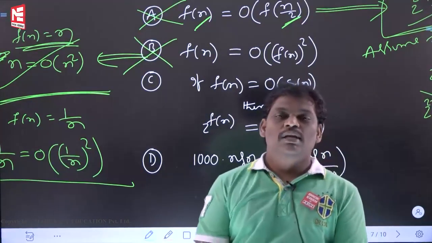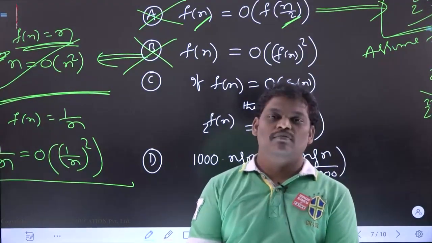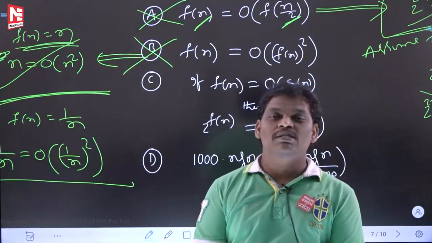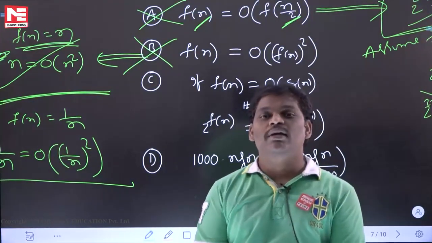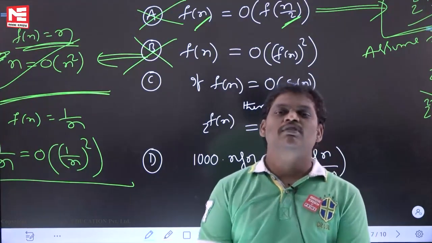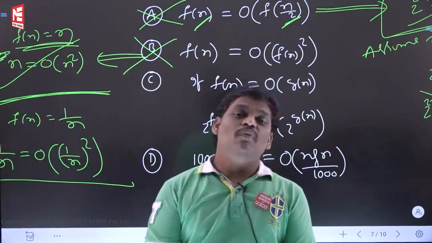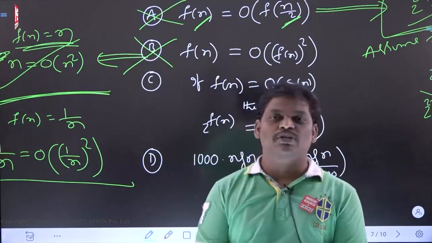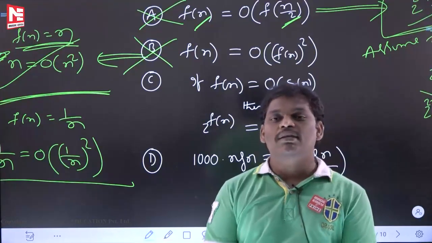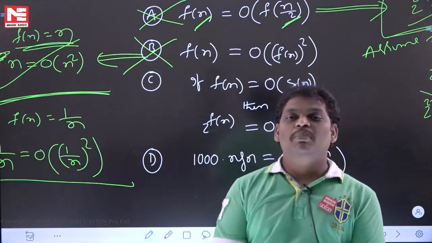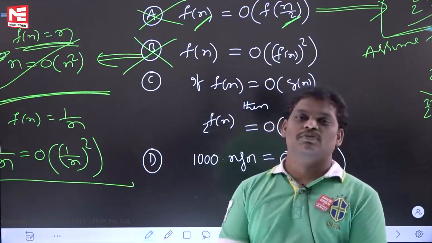If f of n is an increasing function, then it is true. What is the meaning of increasing? As n value increases, value will increase. Then it is going to be an increasing function. N increases, value increases, that is called an increasing function. N increases, value will decrease, that is called a decreasing function. Option B is false for decreasing functions.